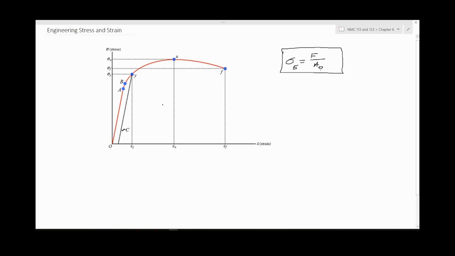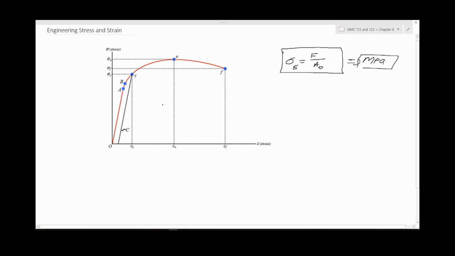The initial or original cross-sectional area will depend on the shape of the material. If it's cylindrical, you will have to use pi r squared. If it's square or rectangular in shape, you would just multiply the width and the base to get the particular area. Now the units for this, it's megapascals, right?